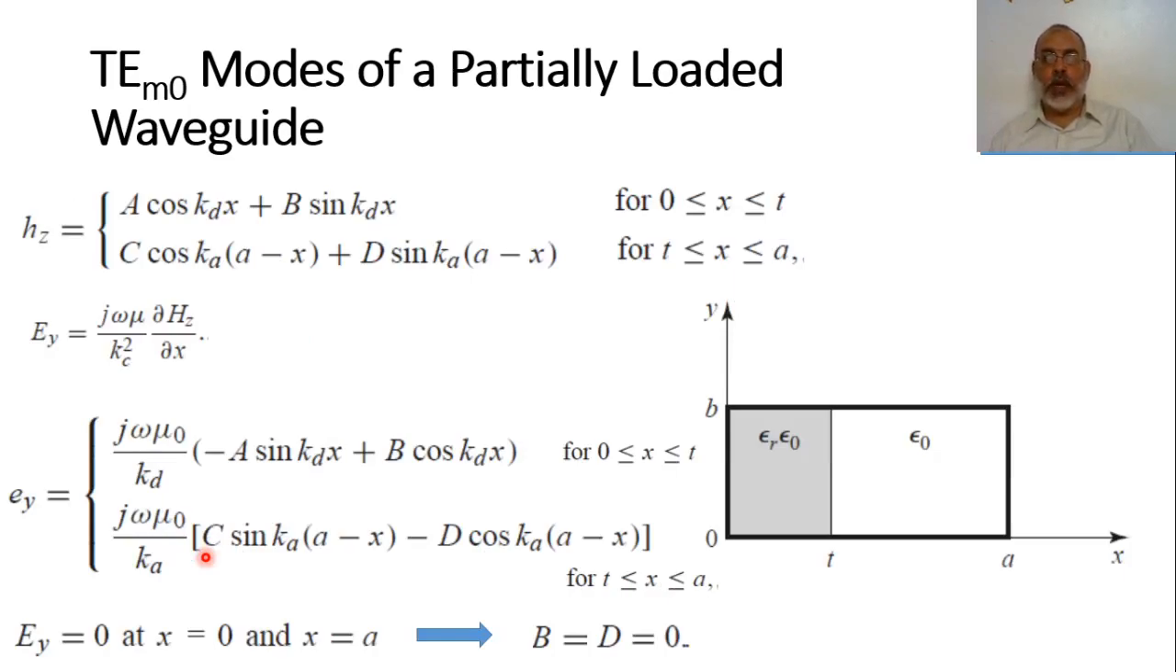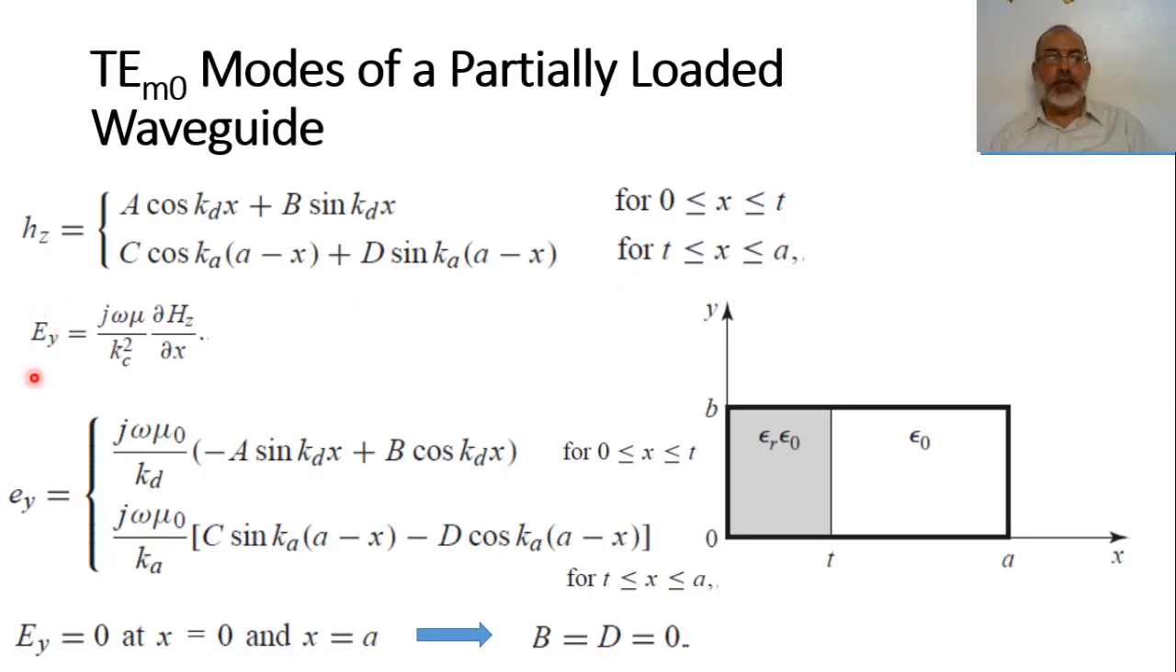Now it is required to apply the boundary conditions. The boundary condition in the present case is that the tangential electric field at the perfect conductor is 0. The tangential electric field in this case is Ey at x equals 0 and Ey at x equals a. At x equals 0, we are talking about the first equation because the first equation is from 0 to t. At x equals a, we are talking about the second equation because the second equation is for x from t to a.